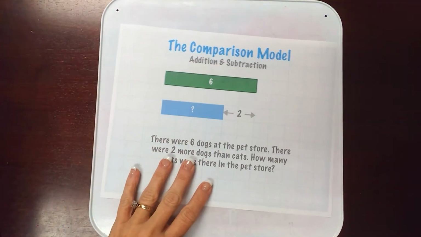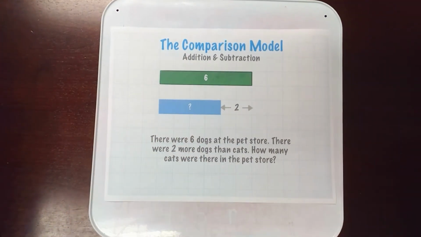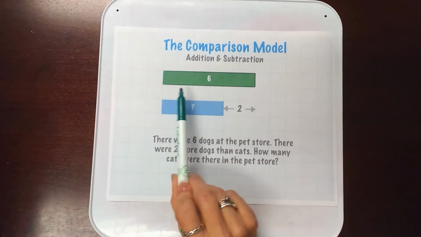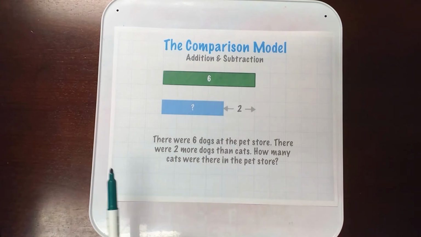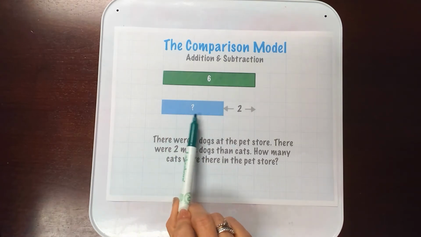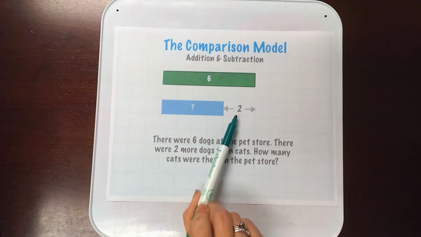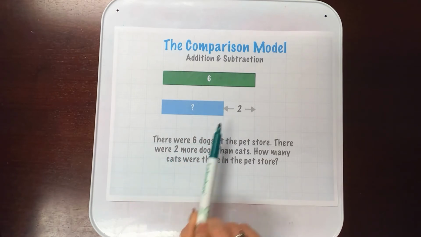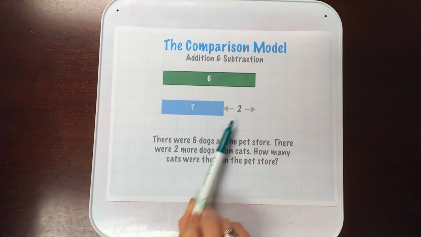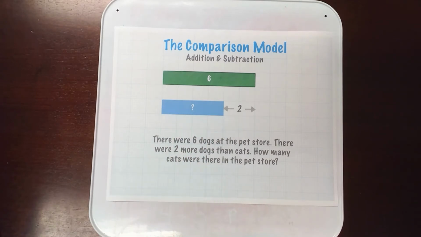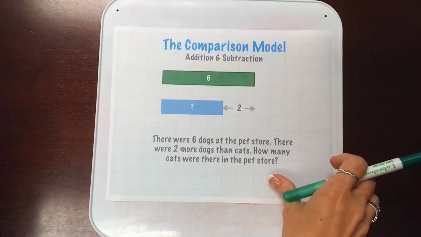Then we have the comparison model. The comparison model is a subtraction model as well, where they draw two bars, one bar for one amount, another bar for another amount, and they're either looking for the difference, or in this situation they told them how many more dogs there were than cats, so they are then looking for how many cats there were. So we were doing this comparison model of subtraction.